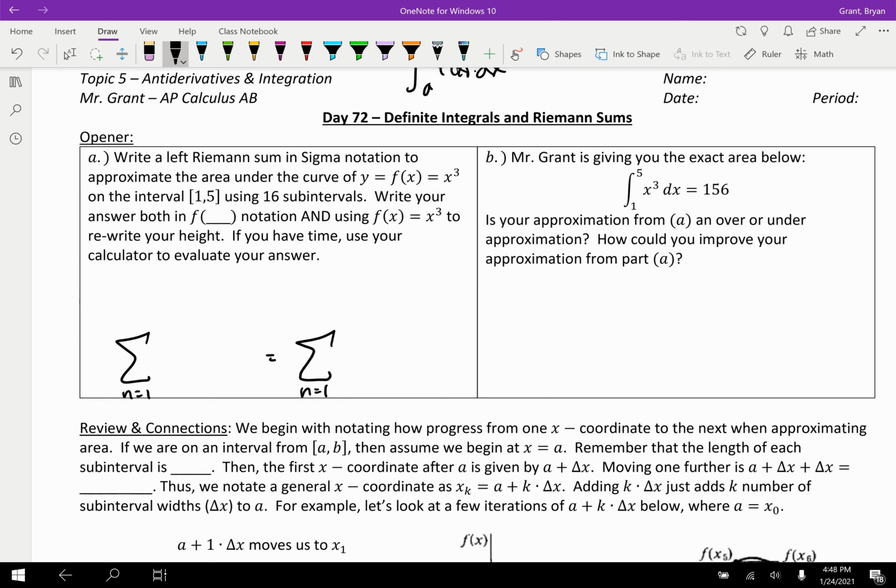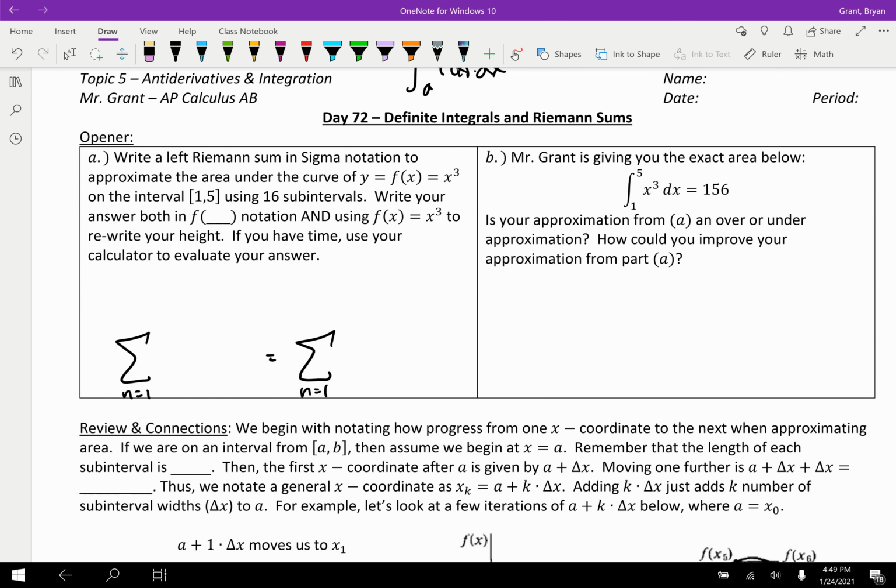And then part B is a little bit extra. It's saying, okay, you found some Riemann sums, and if you have time, you can use your calculator to figure out the answer. We'll use Desmos to look at that. And then I'm going to say, well, here's the exact area. And you're going to have to decide if your approximation is over or under, and then how you could improve that approximation. So again, take a few minutes, try part A. If you get stuck on it, you can look at what we finished day 71 with, and then also please attempt part B. Ready, set, go.